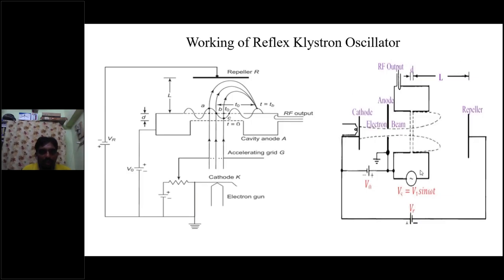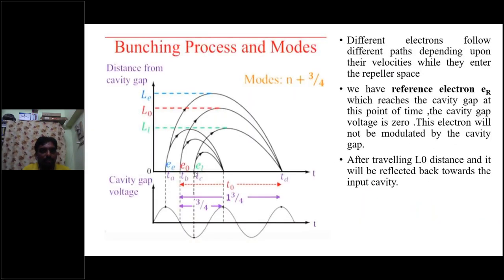This is a diagram for the reflex klystron, this is for the working operation, and this is also our bunching process. This is the diagram I told about, drawn in our PDF, what we observed in our classroom, the same diagram. Next, the mode representation is n plus 3 by 4, where n varies as 1, 2, 3, 4. These are called 1 and 3 by 4. This was already represented in our class. The representation of 1 and 3 by 4 means 1 negative half cycle, 1 positive half cycle, again 1 negative half cycle, meaning 1 complete cycle. This is called the 3/4 mode, and this is called the 1 complete cycle mode.